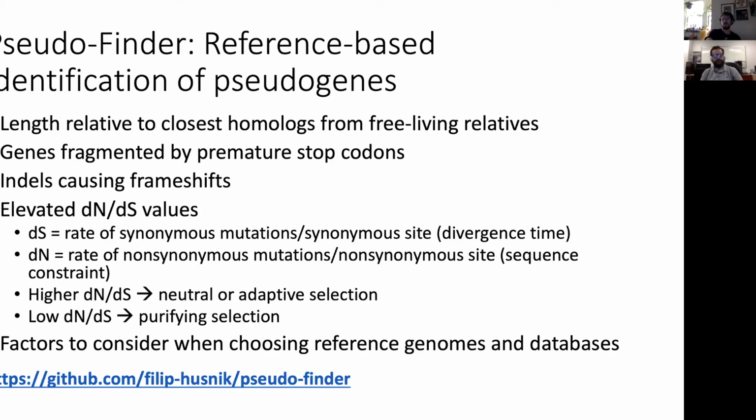Really, if you have a genome that you're interested in looking for pseudogenes and you have a reference genome, what I would do is compare the DN/DS values between all of the genes and look for the average value. And then you could do some kind of statistical separation, like 2 standard deviations above a certain average DN/DS value.